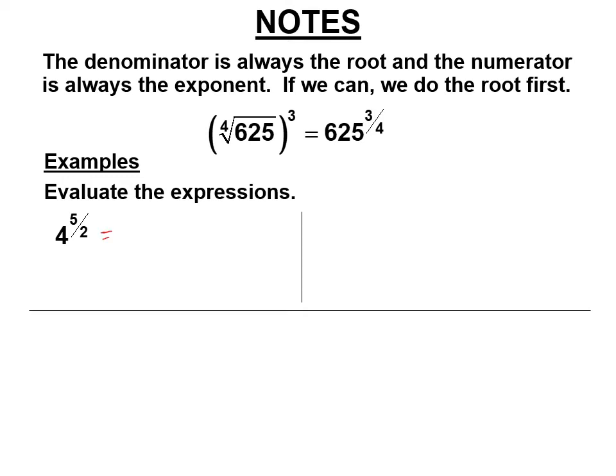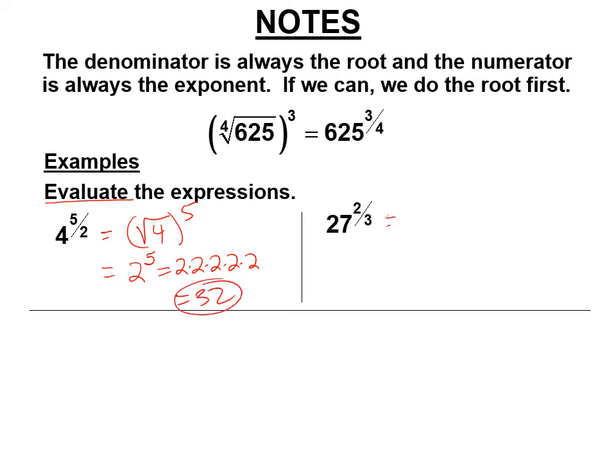All right, so this thing is the square root of 4 to the 5th. Well, we know the square root of 4 is 2. So 2 to the 5th, because we're evaluating: 2 times 2 is 4, times 2 is 8, times 2 is 16, times 2 is 32. 27 to the 2/3 is the cube root of 27, all of that squared. Cube root of 27, we did in the warm-up, is 3. 3 squared is 9.